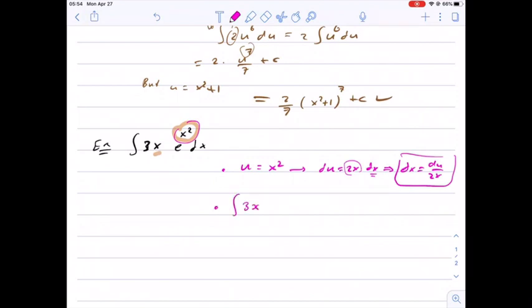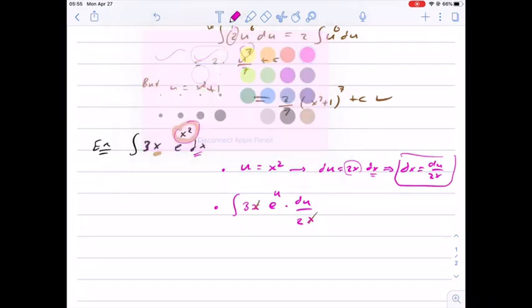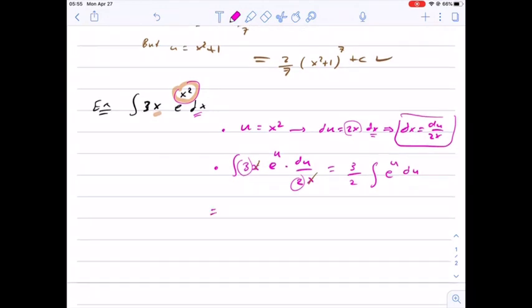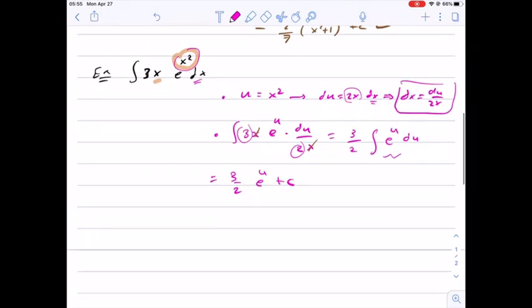We have 3x e to x squared is u times dx. dx is du over 2x. Now we simplify, so we can cancel the x's, and we get 3 over 2 times the integral of e to the u du. But we know from the previous section that the integral of e to the u is the same. It's e to the u plus c. Now u is x squared, so this is 3/2 e to x squared plus c.